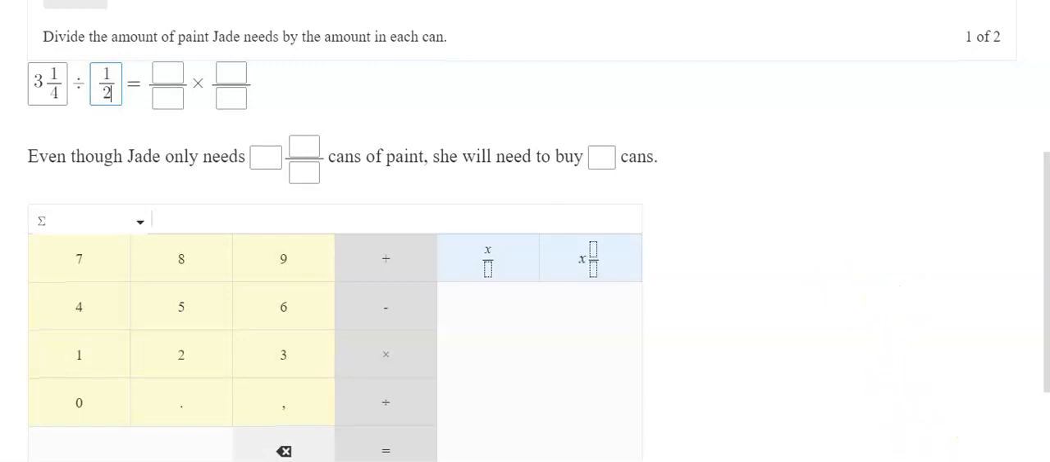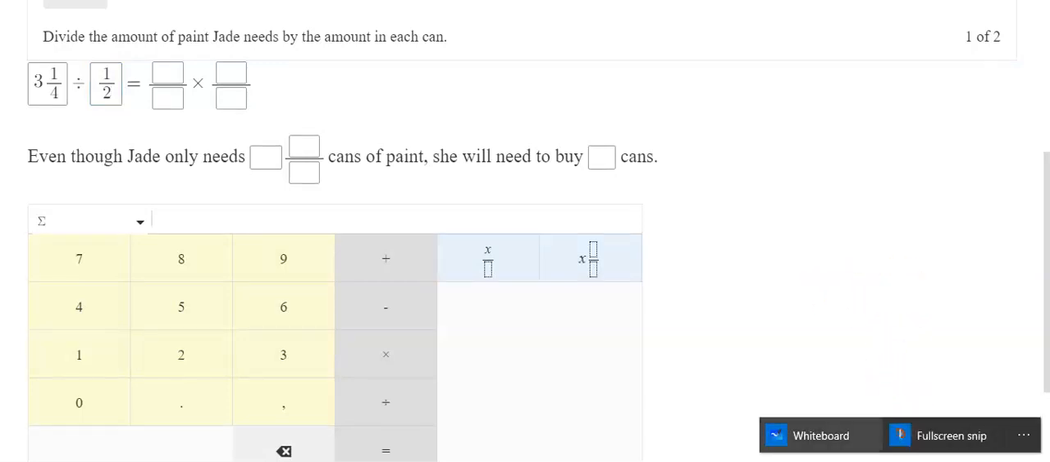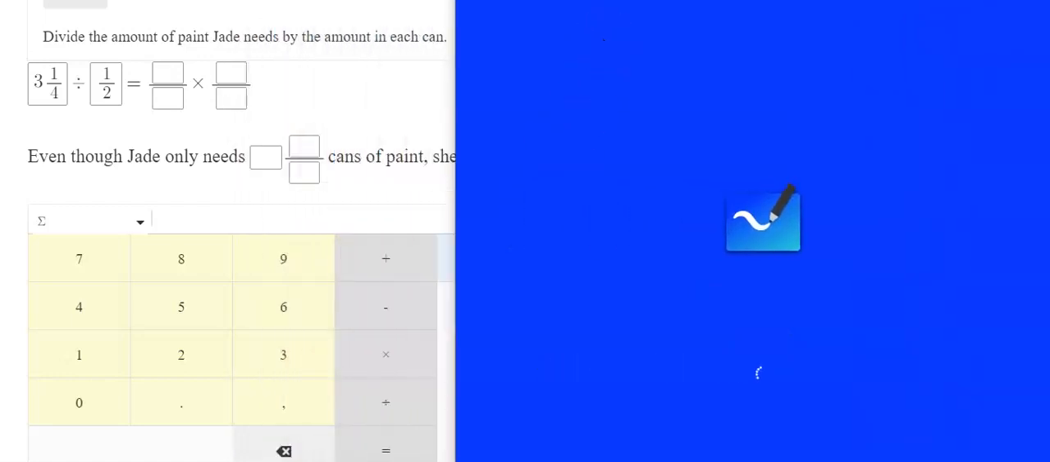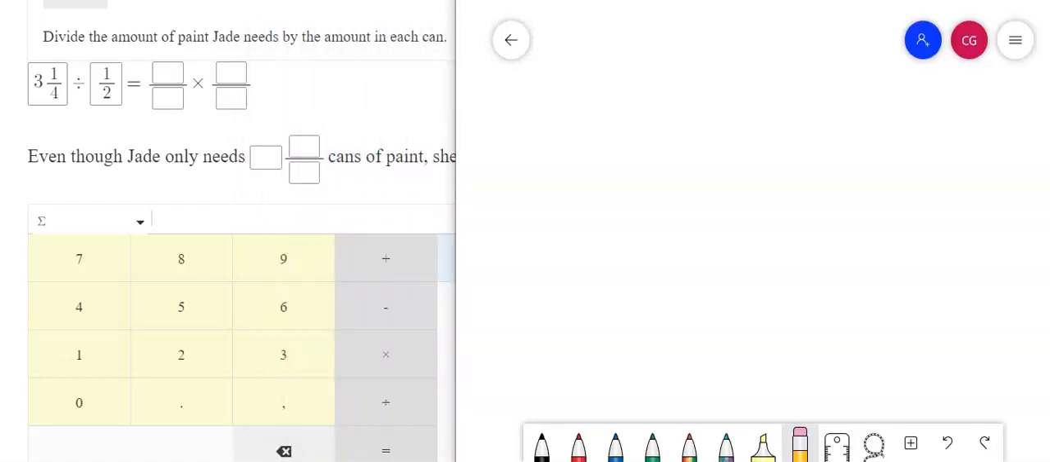To be able to do the next part, we need to change that mixed number into an improper fraction. So I have 3 1/4 divided by 1/2. We're going to multiply the bottom number by the whole number. So 12 plus 1 is 13. So we have 13 over 4.